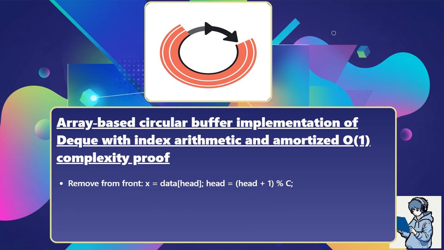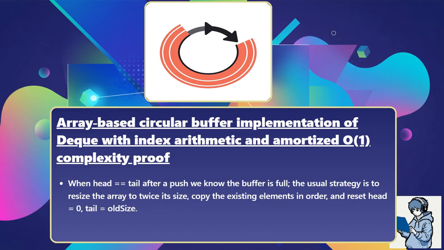Remove from front: X equals data at index head, then head equals (head plus 1) modulo C. Remove from back: tail equals (tail minus 1 plus C) modulo C, then X equals data at index tail. When head equals tail after a push, we know the buffer is full.